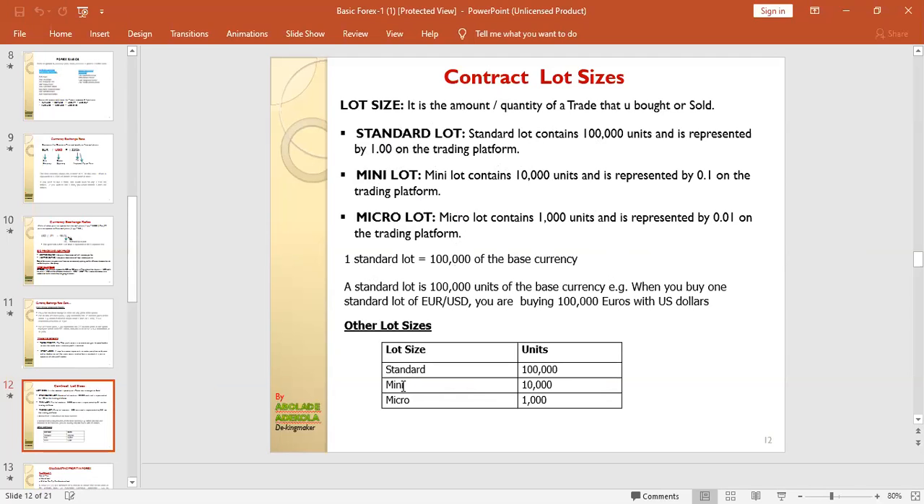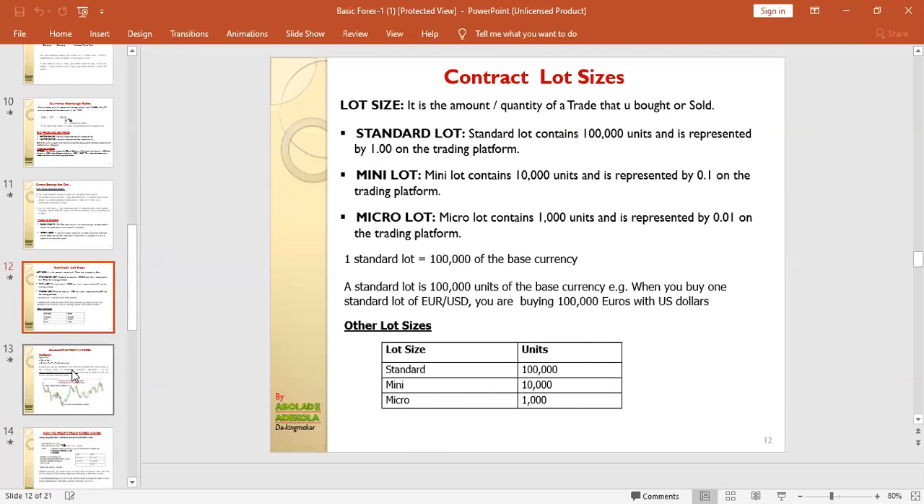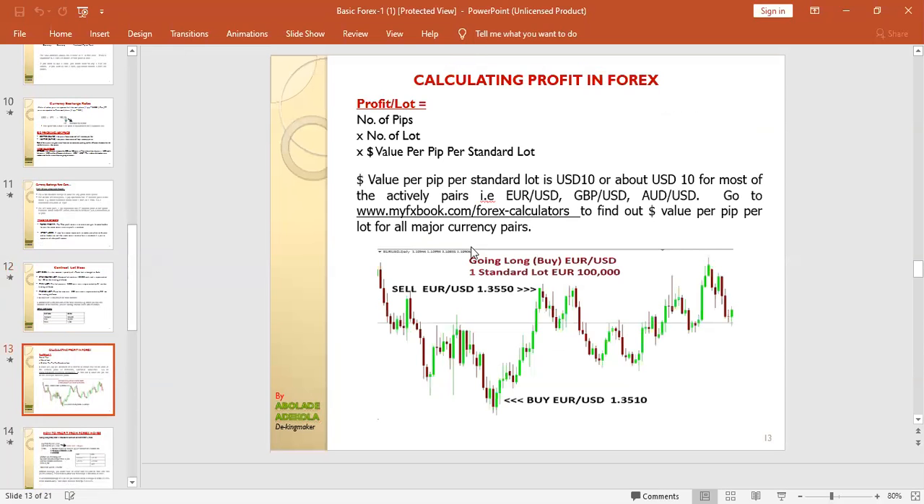So as we have listed it here, we have standard lot, which is 100,000 units of the base currency, and the base currency is the currency by the left. Don't mix it up. Standard lot is the 100,000 units, which is one lot. One lot is 100,000 units. While the mini is 10,000 units, while the micro is 1,000. So I hope that is clear. Just a quick recap. We also talked about how to calculate our profits.